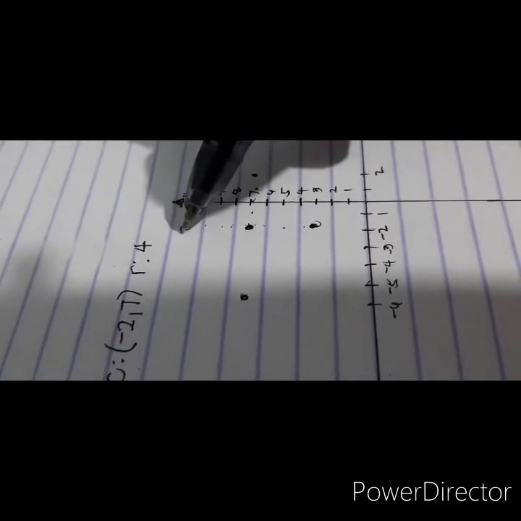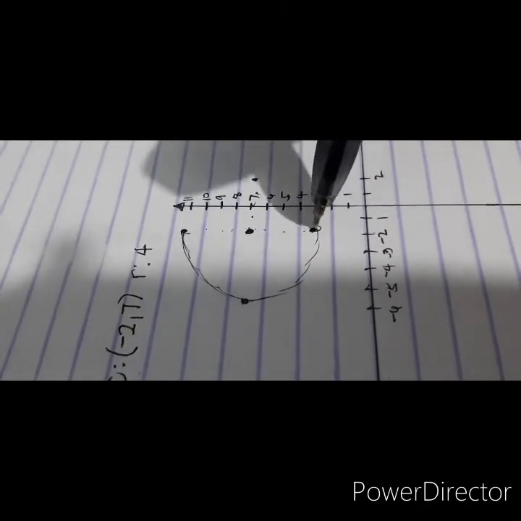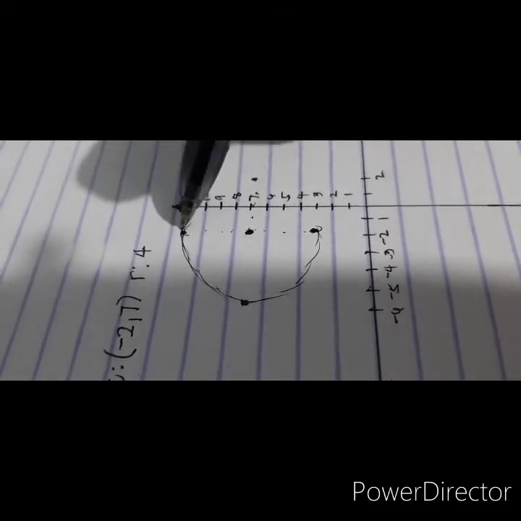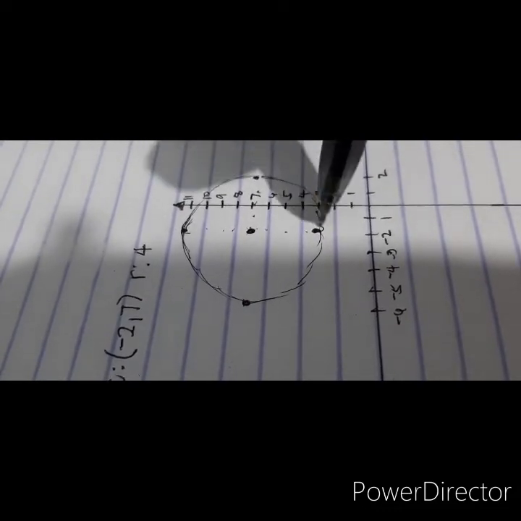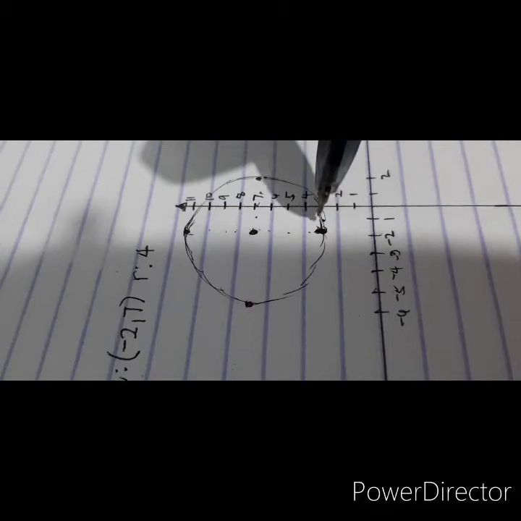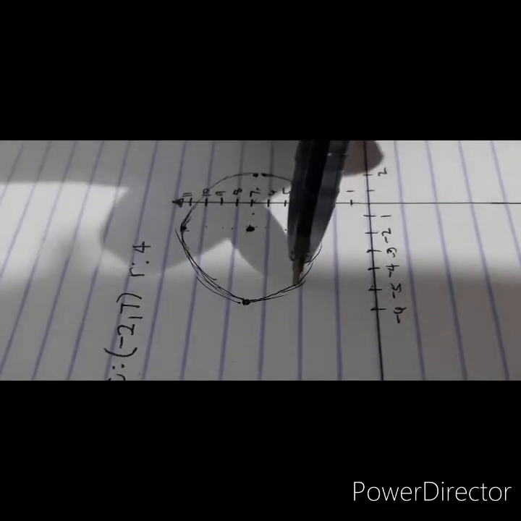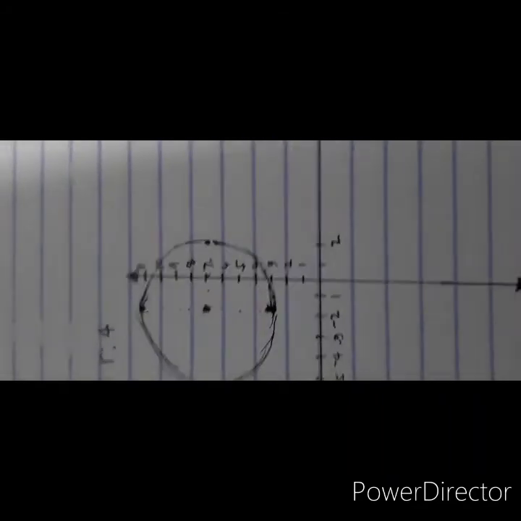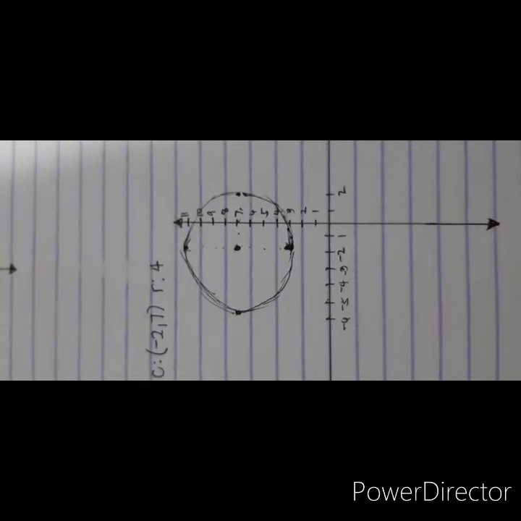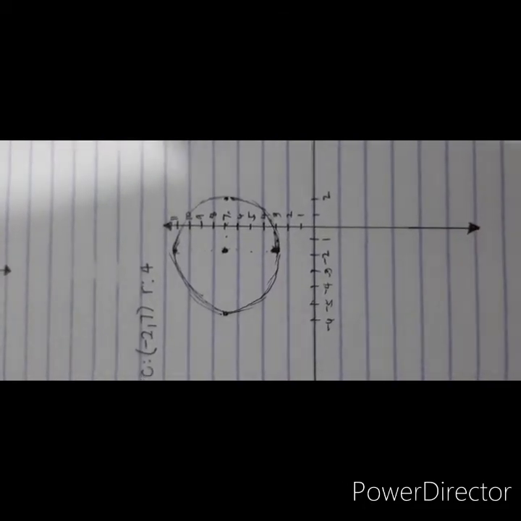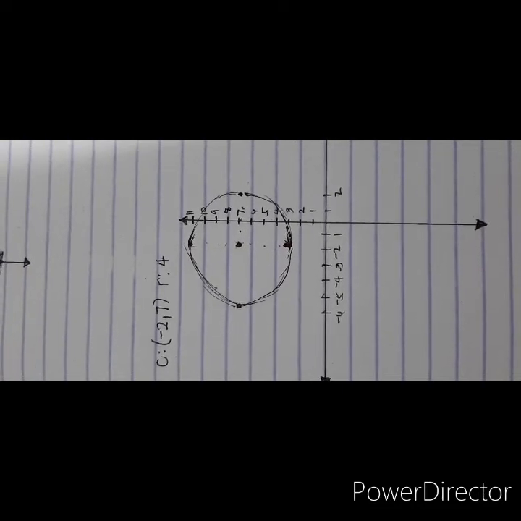Next, we have to connect the dots to form the graph of the circle. Make sure that it looks like a circle and not a square or rectangle. Here it is. This is the graph of the circle with a center located at point -2 and 7, and with the radius that is equal to 4 units.